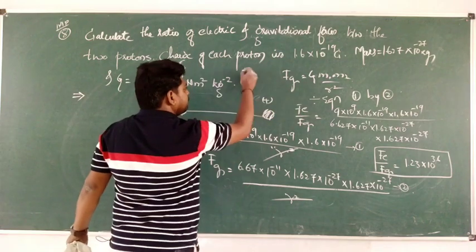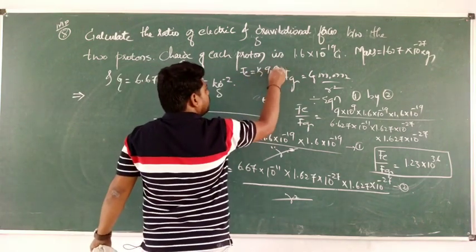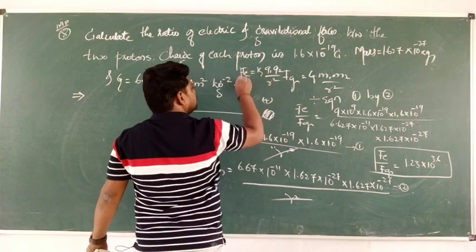This is for Fg. What is for Fe? Fe is nothing but K Q1 Q2 divided by R square.